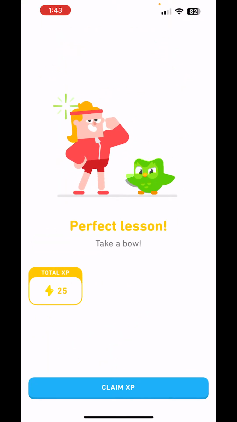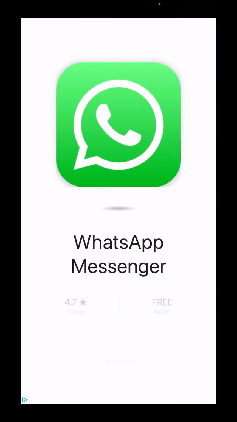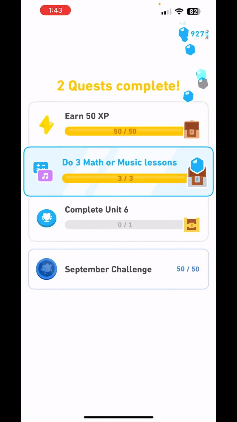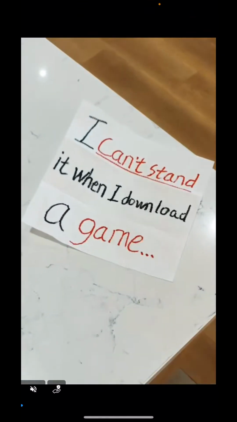Okay. So we got another perfect score. That was pretty simple, not too bad. But like I said, if you have questions, leave them in the chat and I will do my best to answer them. All right, so we opened the silver chest. Let's open another chest by watching an ad.